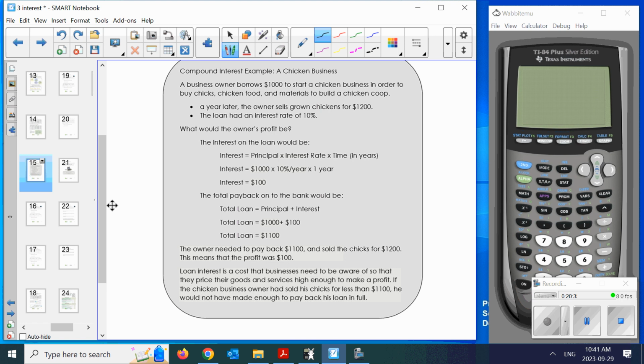I equals PRT. Interest equals principal, interest rate times time in years. So put $1,000 in, 10% per year, that's 0.10 times 1. It was $100. So what does he have to pay back? The $1,000 he took out plus the interest, that's $1,100.